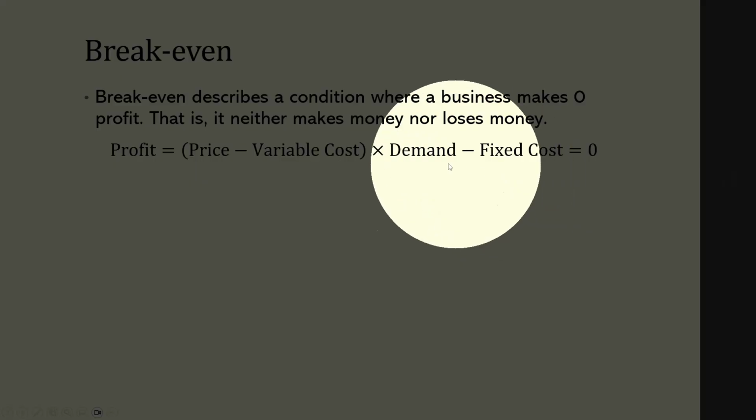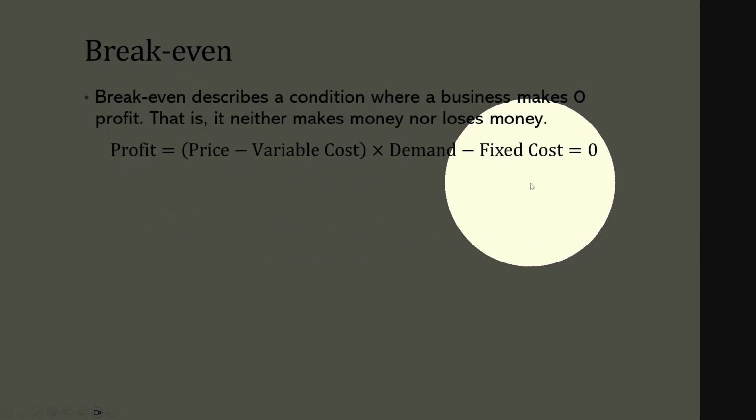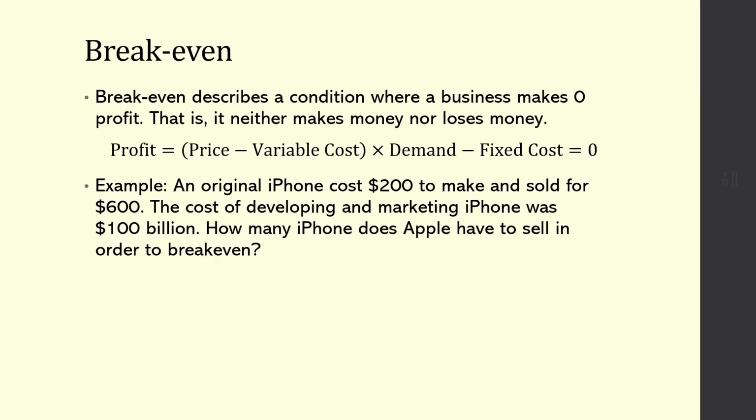So back to break-even. So basically we have this formula of profit. Break-even means the profit at the end of the day is 0. Here's an example. An original iPhone cost $200 to make and sold for $600. The cost of developing and marketing an iPhone, fixed cost here, was $100 billion. How many iPhones does Apple have to sell in order to break even?